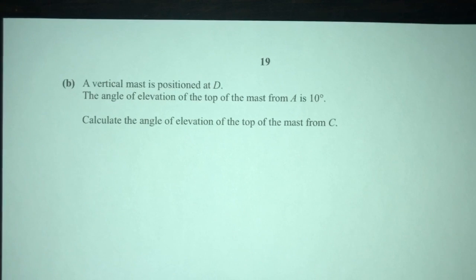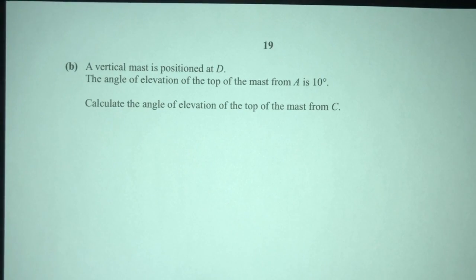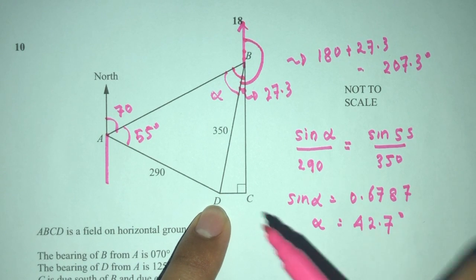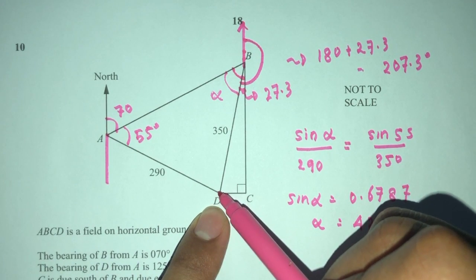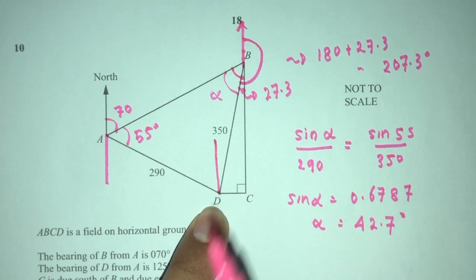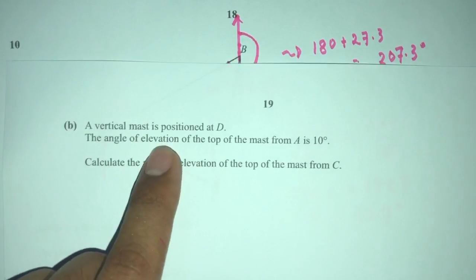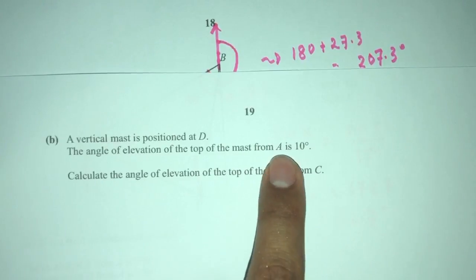Now let's move on to part B of the question. This is the last question, I suppose. A vertical mass is positioned at D. So at D we have a vertical mass. So at the point D right here, there's a vertical mass. Let's draw the mass something like this, like a pole, right? And then it says the angle of elevation of the top from A is 10.